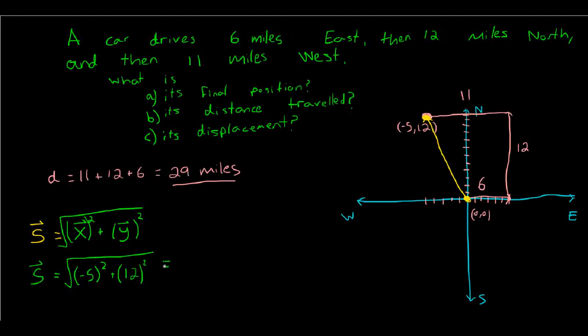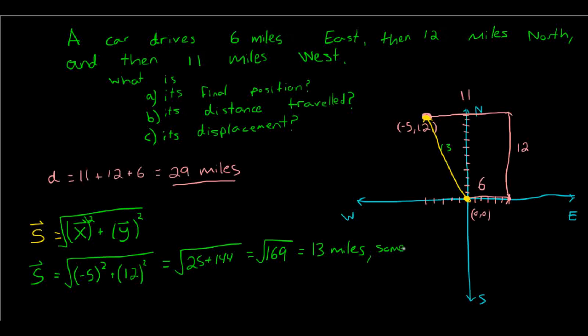And then now it's just a little bit of math here. The square root of 25 plus 144. And that's equal to the square root of 169, which is equal to 13 miles. So its total displacement is going to be 13 miles. Now, it's also noted that this is a vector because it does have direction. The direction is somewhat north.